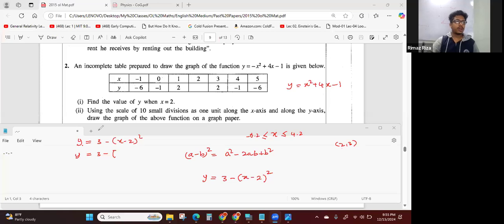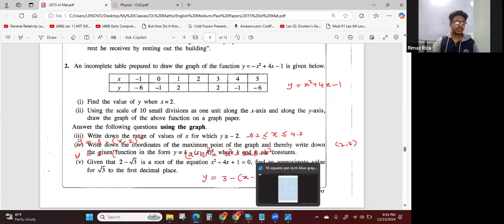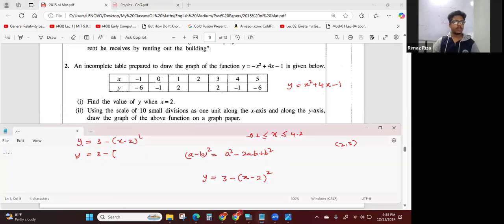Okay, so here h and k are just some algebraic symbols, algebraic terms, right? They are just algebraic terms. You want to find their value. So the values are 3 and 2.